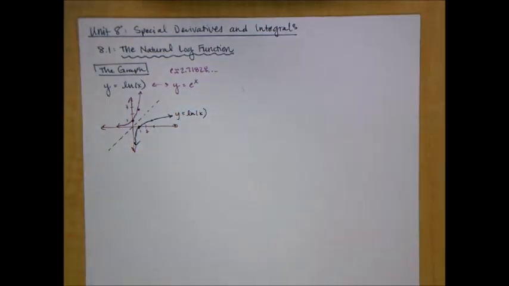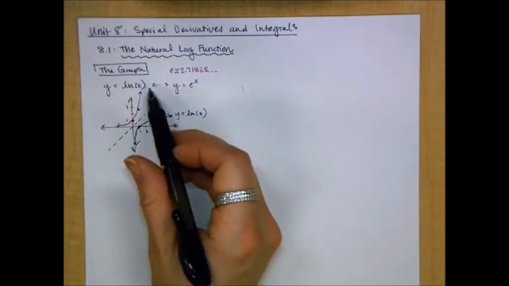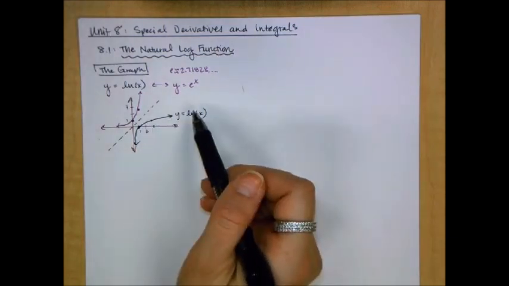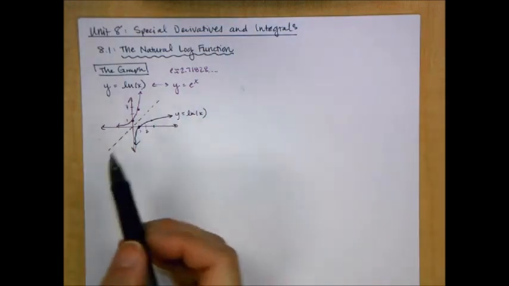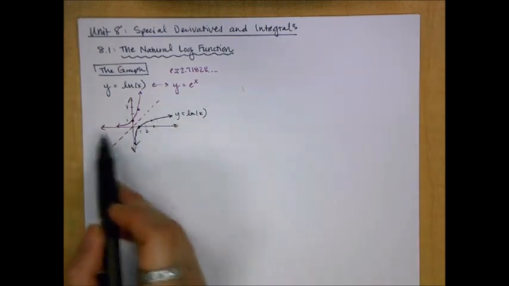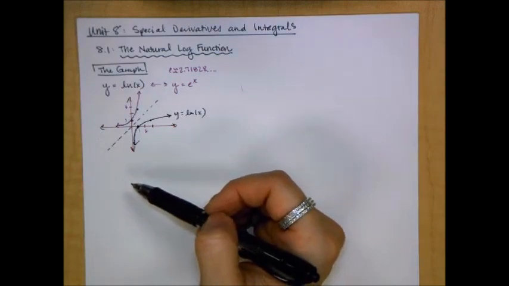So it's important to note that it's still a growth curve, just like e to the x is growth, except it's just growing a lot more slowly. You'll also notice their asymptotes change places, whereas e to the x has an asymptote along the x-axis. The natural log of x has its asymptote along the y-axis.